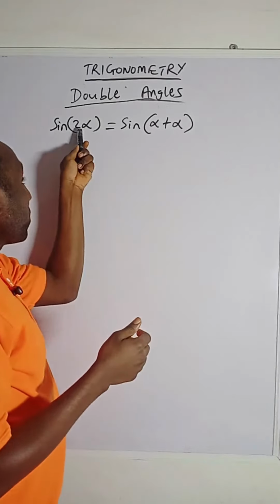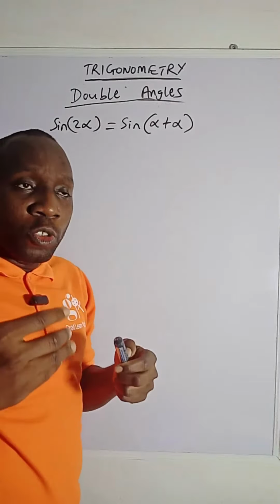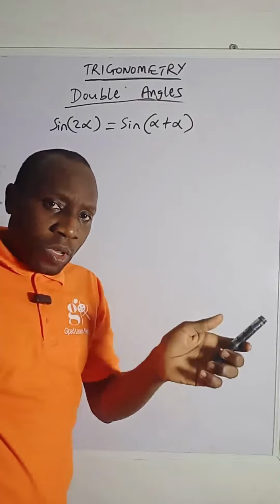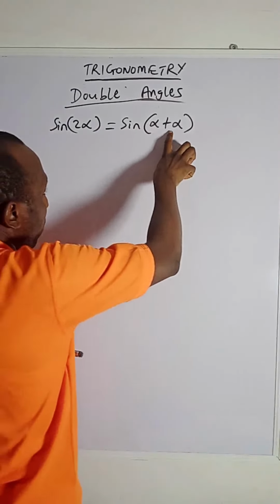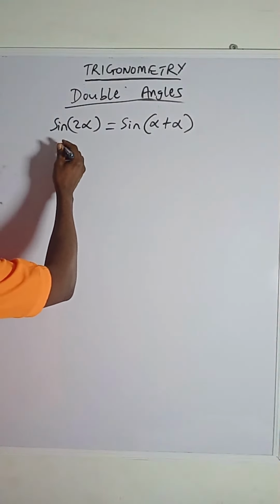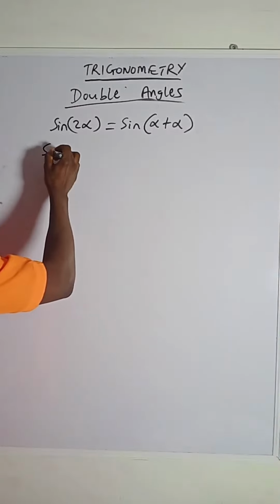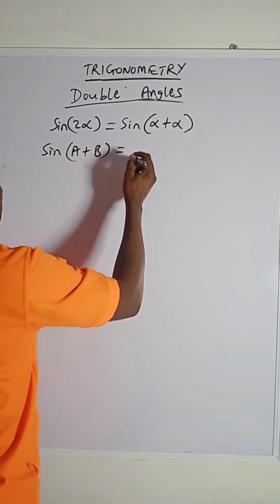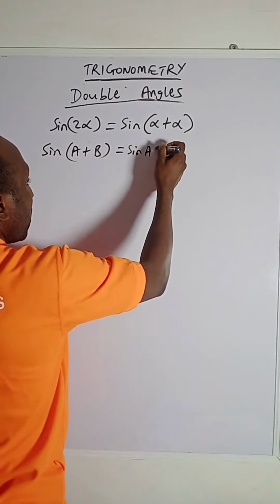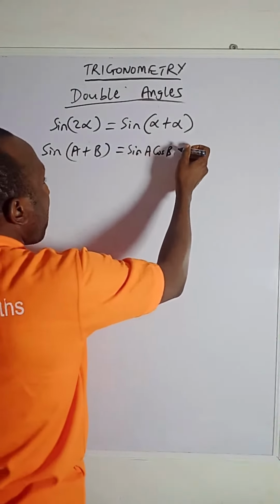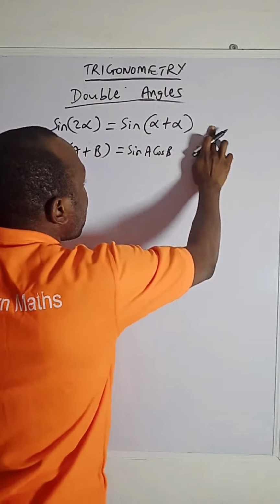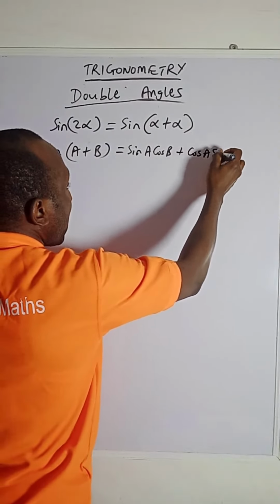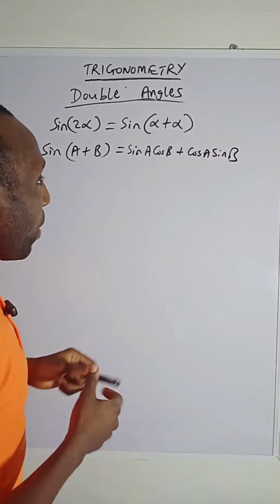So when you have this kind of situation, what would you equate it to? That's what we want to try to find out. But we're still going to use the compound angle rule. So sine alpha plus alpha, if I want to rewrite this, remember that sine A plus B is sine A cos B, plus cos A sine B.